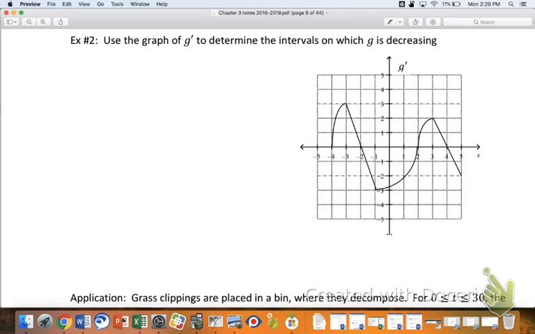I didn't put this on here, but let's just get the practice. You don't have to write this down if you don't want to, but do this. Justify your answer. Kind of like we did on the other one. Give a reason for what you're saying.